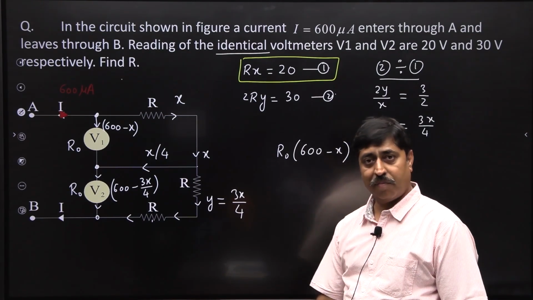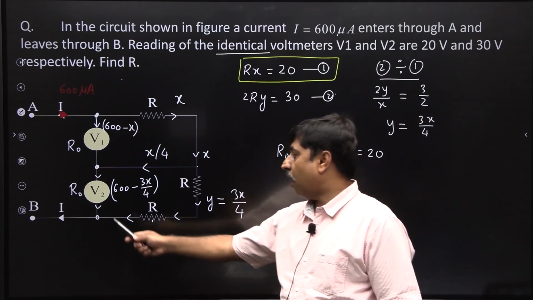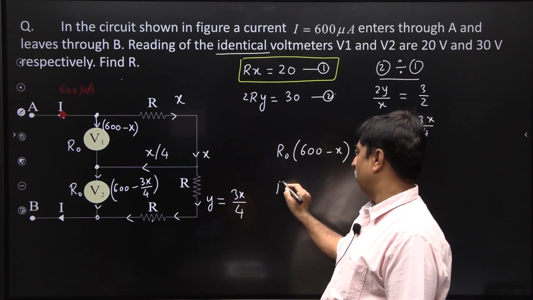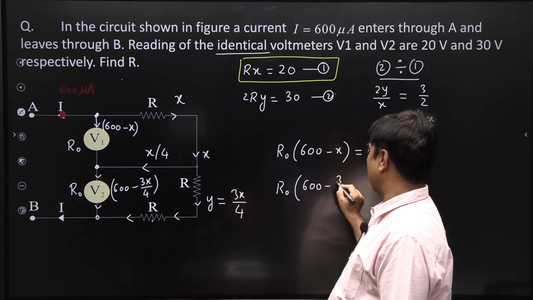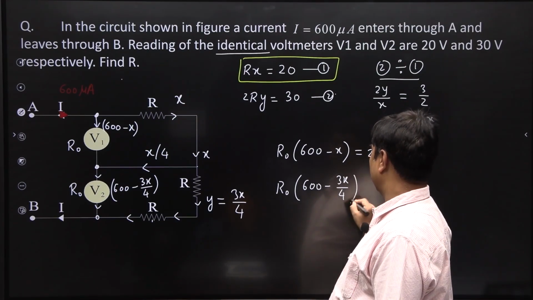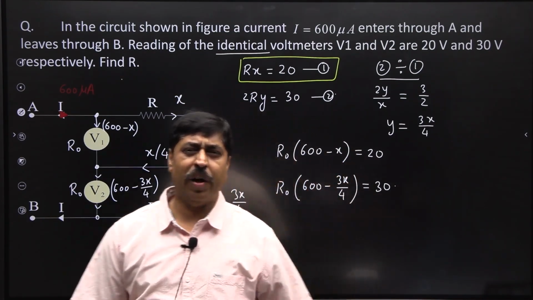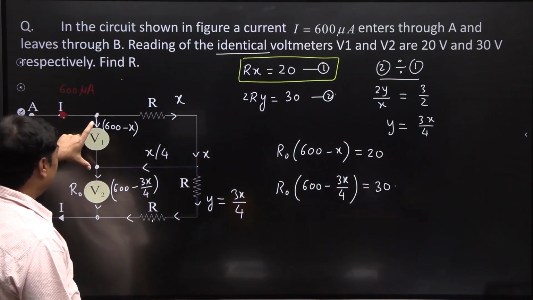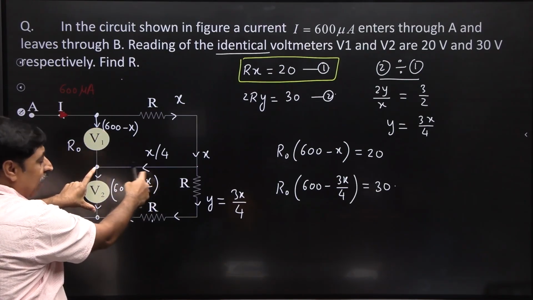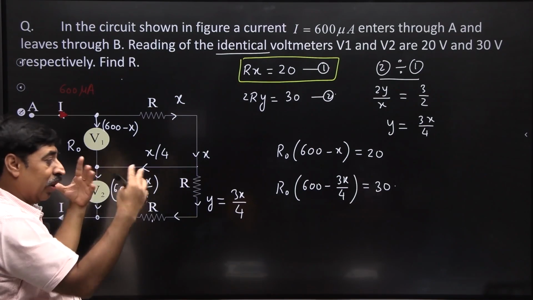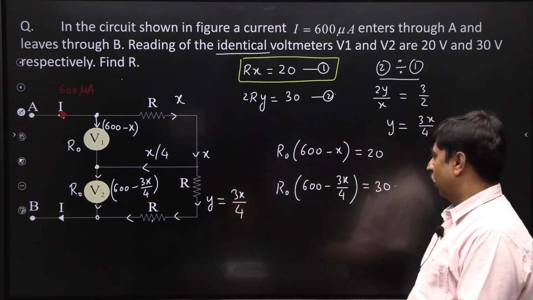Am I right? I hope so. And similarly, R naught into 600 minus 3x by 4 is equal to 30 volt. Or in a rather simple way, I could have said that 20 volt divided by this current is this resistance, 30 volt divided by this current is this resistance, and both the resistances are equal. So, why not equate them? So, that is what I am going to do.